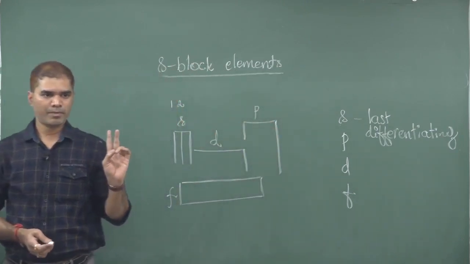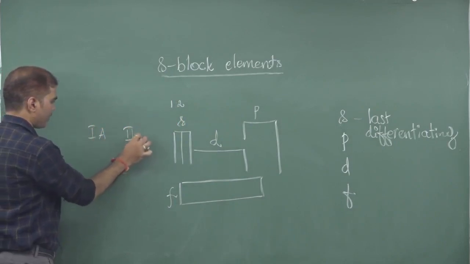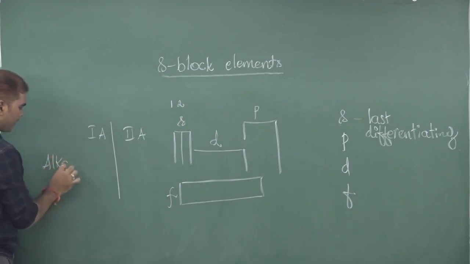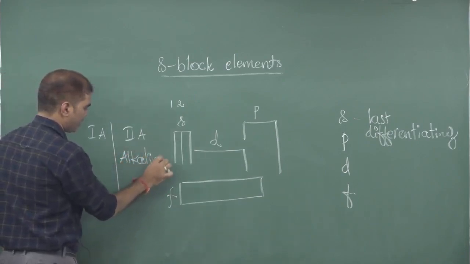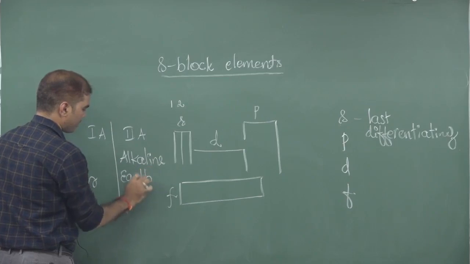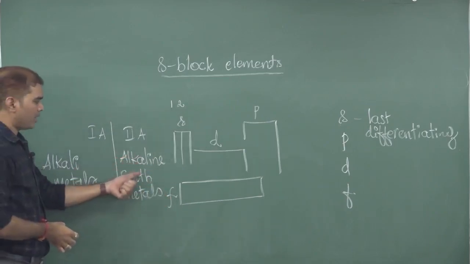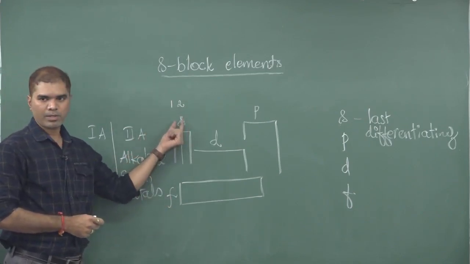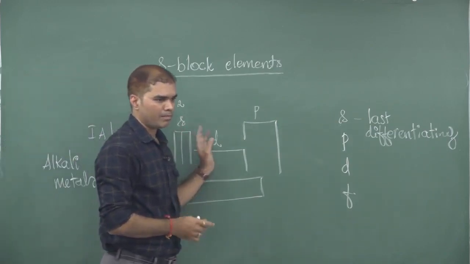There are also other names for them. We simply call them group 1A and group 2A. 1A are also called alkali metals. 2A are called alkaline earth metals. Simply it concludes that whether it is 1A or 2A, all of them are metals, purely metals. You don't find any non-metals or metalloids.